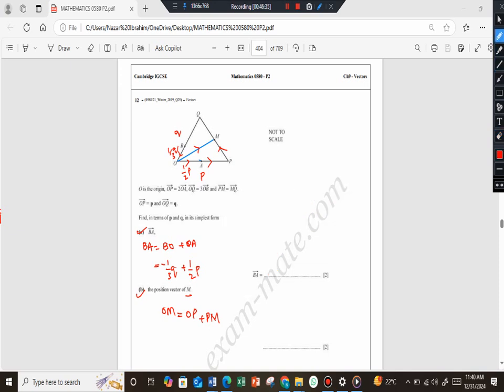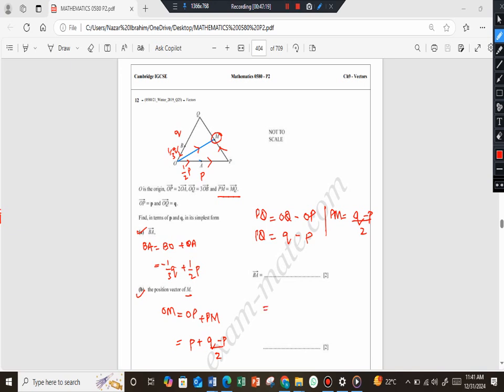To calculate PM I need to have PQ. So PQ is equal to OQ, the second vector, minus the first vector, and OQ is equal to Q and OP is equal to P. So PQ is equal to Q minus P. Since the statement is PM is equal to MQ, M is the midpoint of the whole PQ. So PM will be half of Q minus P, that is 1 upon 2 times Q minus P. Clear? Putting the values, OM is equal to P plus PM, that is P plus Q minus P upon 2.